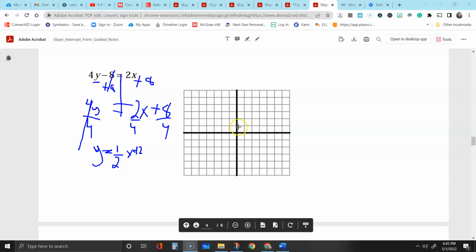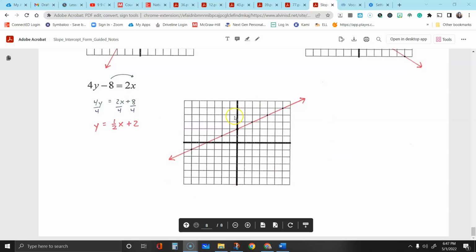Positive 2, up 1, up 2, put a dot. We have a positive slope, up 1 over 2, put a dot. Down 1 over 2, put a dot. And then you're going to get a beautiful ruler out and draw an amazing line. And it should look like this.